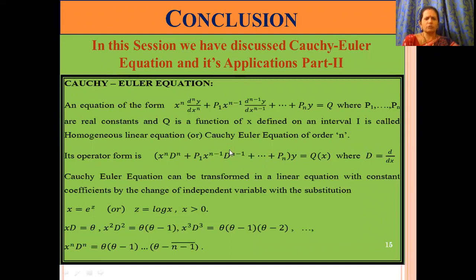With this, I'm going to conclude this lesson. So in this session, we have discussed Cauchy Euler equation and its applications, part 2. This we call a Cauchy Euler form. From that, the Cauchy Euler equation can be transformed into a linear equation with constant coefficients by change of independent variable. So we have to apply the Cauchy Euler form, this one. From that, we'll get the auxiliary equation. Thank you. With this, I'm going to close. Thank you so much.